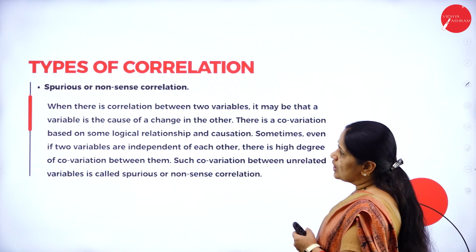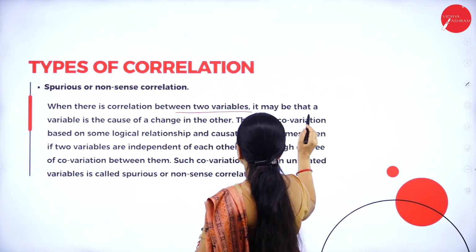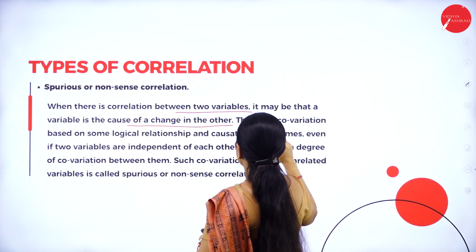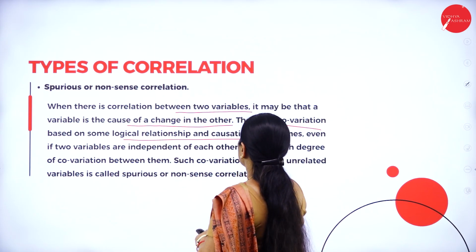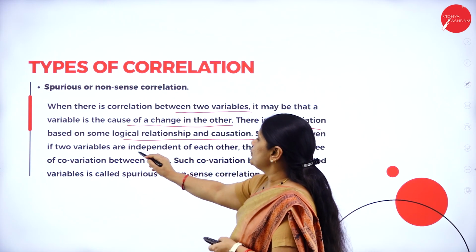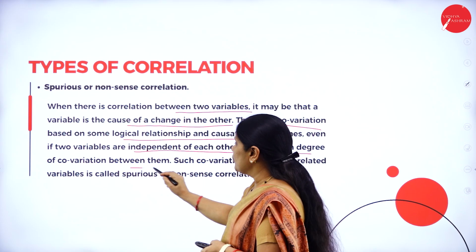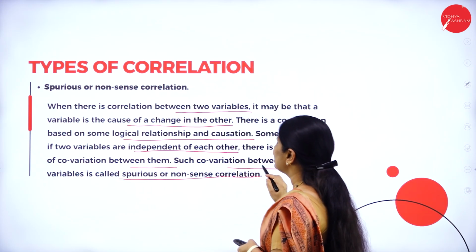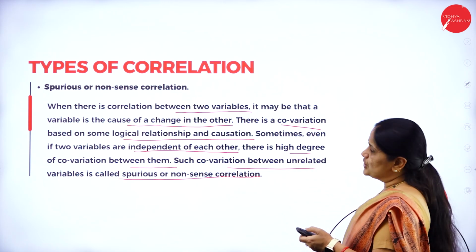Then, spurious or nonsense correlation. When there is correlation between two variables, it may be that one variable is the cause of a change in the other. There is a covariation based on some logical relationship and causation. Sometimes even if two variables are independent of each other, there is a high degree of covariation between them. Such covariation between unrelated variables, we call spurious or nonsense correlation.